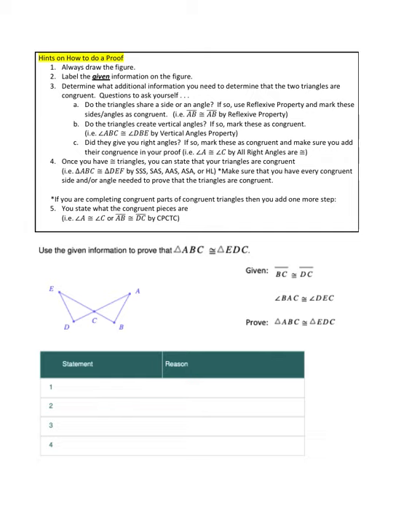Do they have vertical angles? The bow ties, I'm going to write that. Bow ties, bow tie triangles. Did they give you right angles? If so, mark them as congruent and make sure you add their congruence in your proof. But you notice, oh, wait a minute. We didn't do that on the first proof. We didn't because the triangles were already set as right triangles. We used hypotenuse leg. We did not use angle side angle. So we're okay. But yes, I would do that.